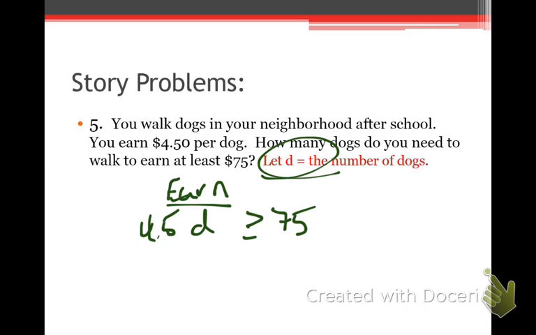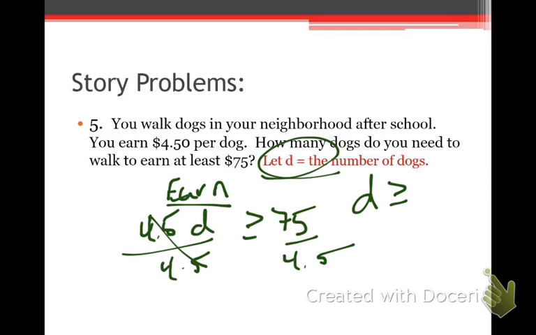Okay, and then pretty simple here. We're going to divide by 4.5. So D is, do we flip the inequality sign? We're dividing. It's going to be D is less than or greater than? Right. Keep it the same. That's right. We're dividing by a positive, so we keep it the same. Just a quick check to make sure you're paying attention. So it's about 16.7. So how many dogs do you need to walk to earn at least $75?